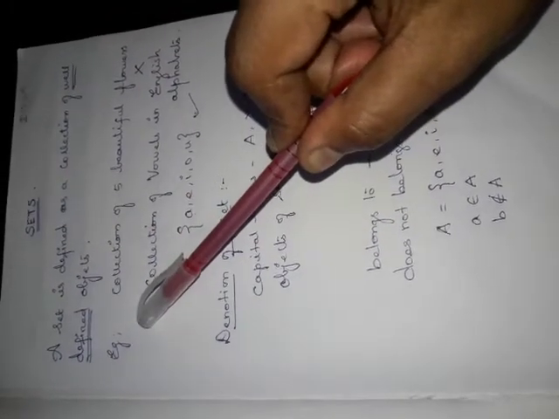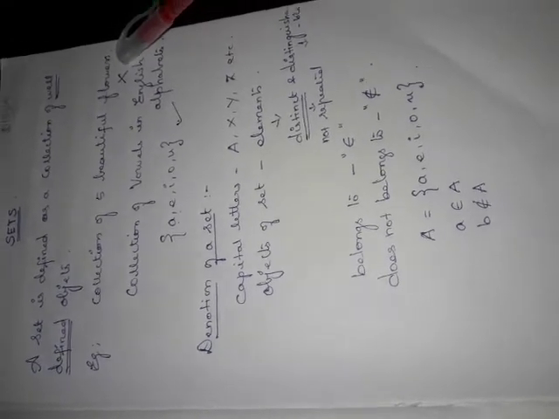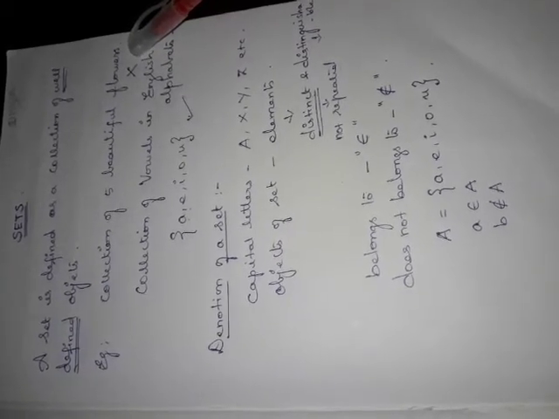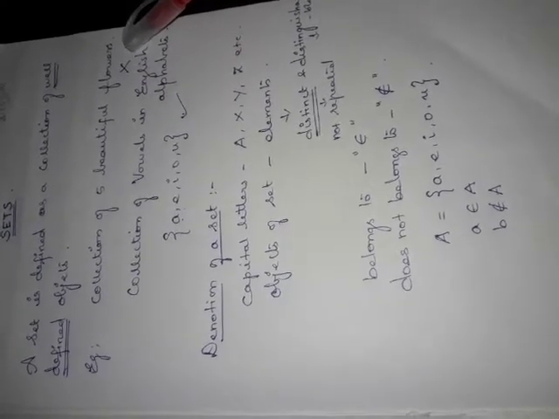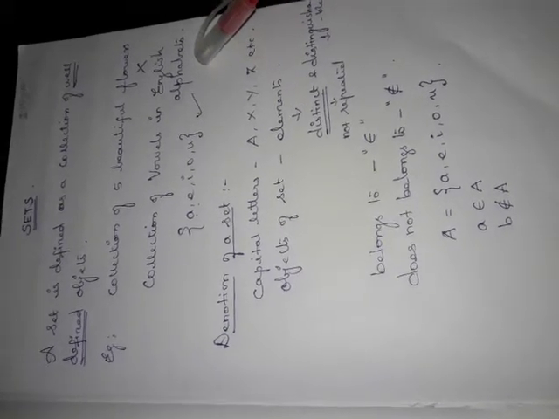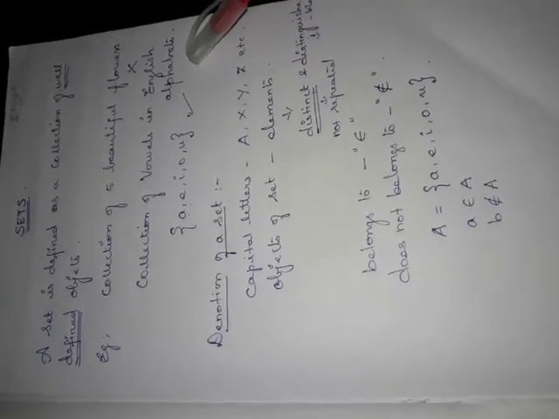We saw a few examples in the last class. Collection of 5 beautiful flowers. It won't come under a set because it is not well defined. The priority of any person for a flower to be beautiful varies, right? So if I say collection of 5 beautiful flowers, the list may vary from person to person. So it is not well defined and hence it is not a set. If you take the second example, collection of vowels in English alphabets, it will always be A, E, I, O, U, right? So it is clearly defined and hence this collection will become a set.